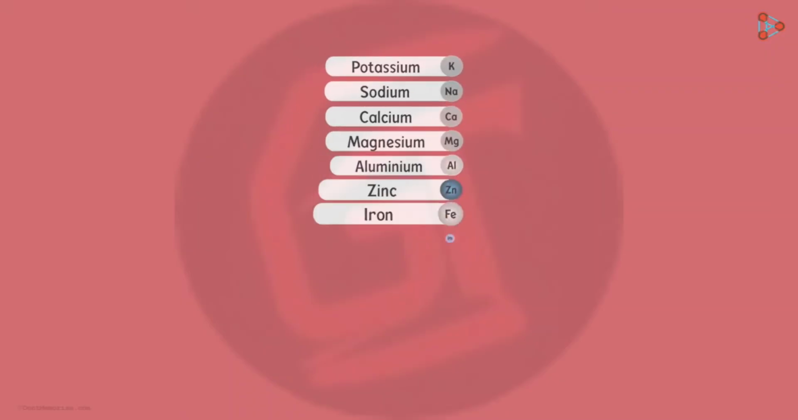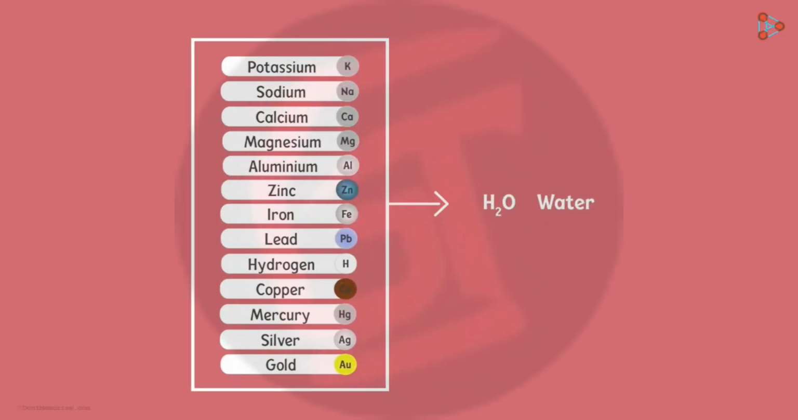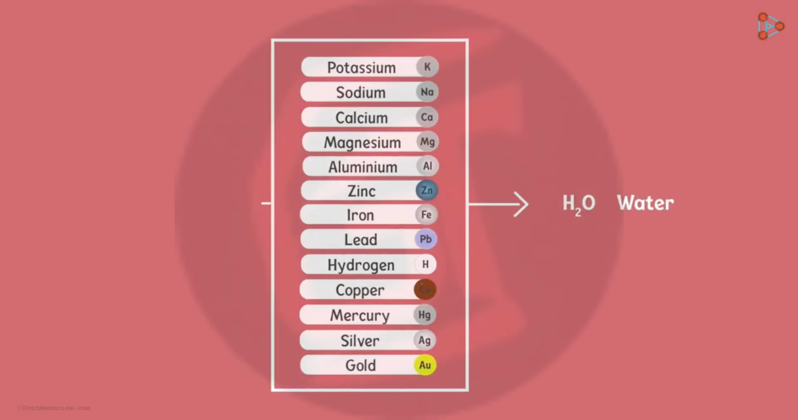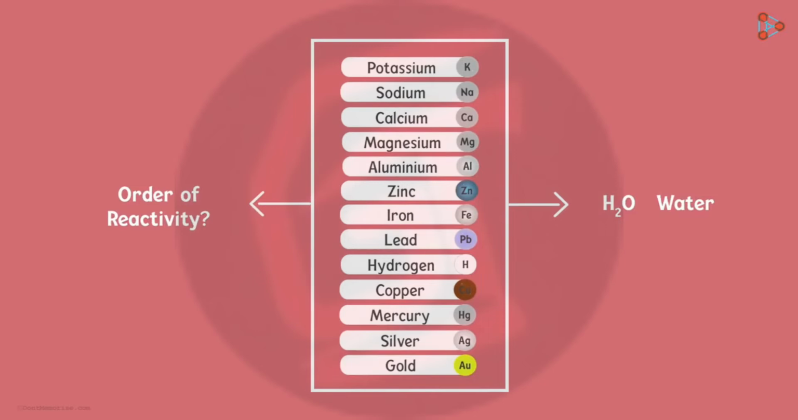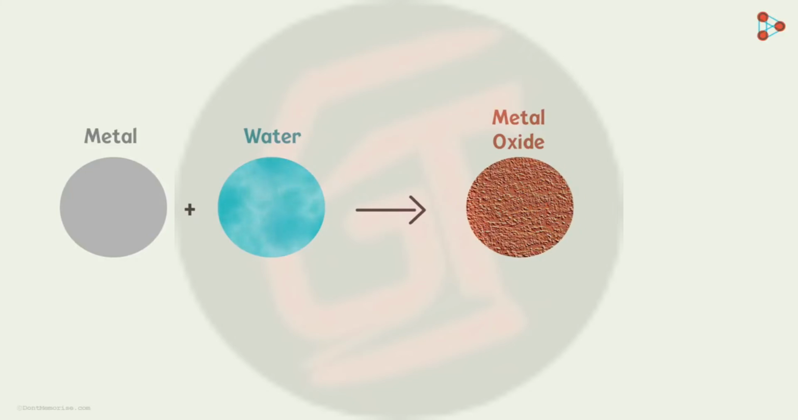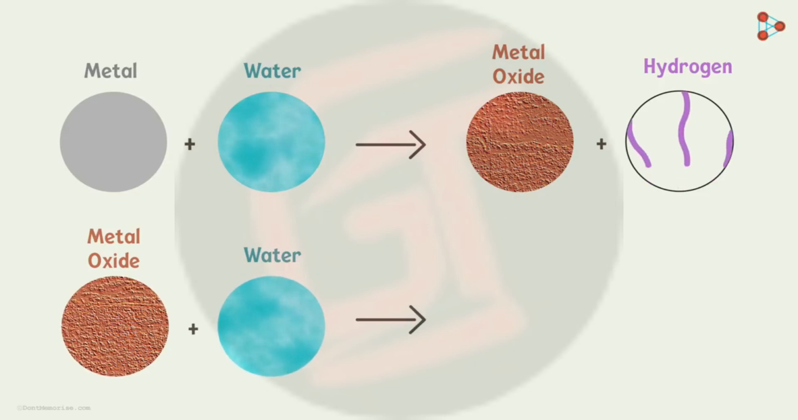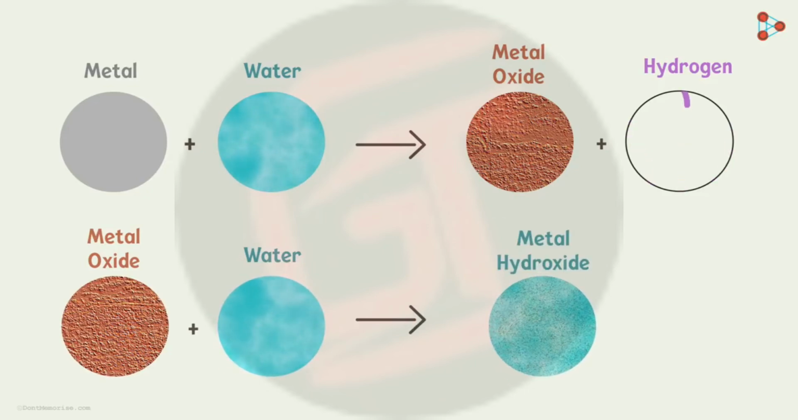We take the same sample of metals to check out how they react with water. Don't forget our basic aim, to find out the order of reactivity of these metals. If a metal reacts more vigorously with water, then it is said to be more reactive than the one that doesn't react as much. In general, metals react with water to form metal oxides and hydrogen gas. And if the metal oxide formed is soluble in water, it will dissolve to further form metal hydroxide.